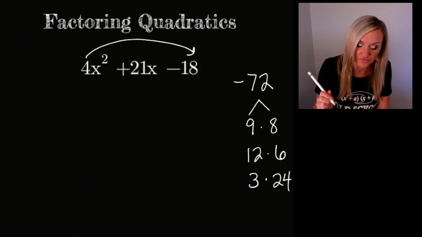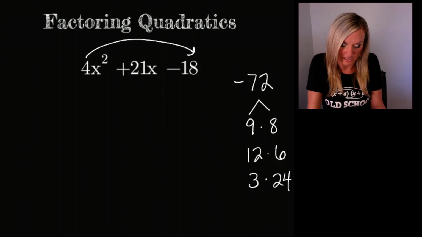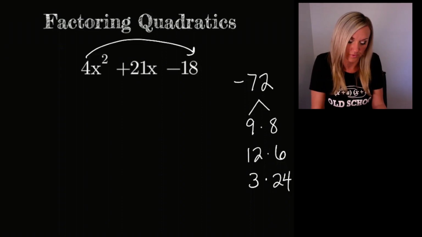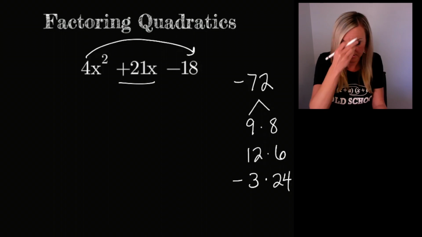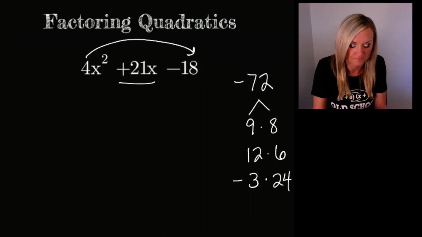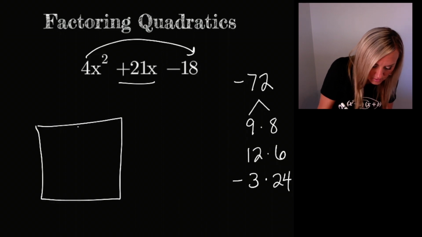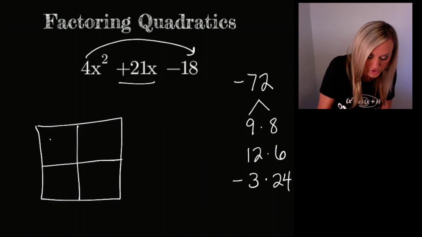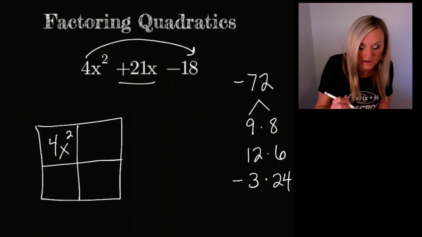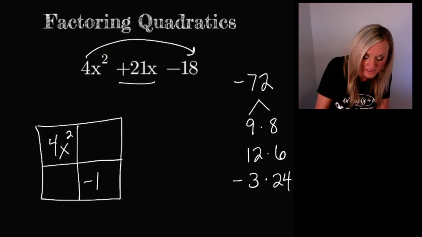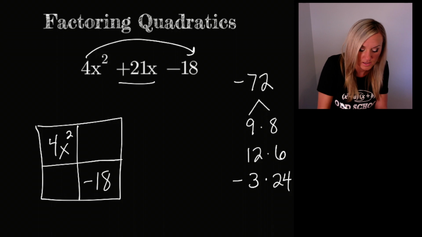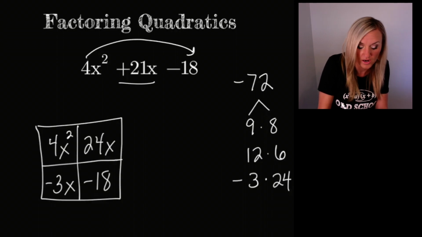All right, so now that we found our two, double check signs. I need a negative 72, but I have a positive 21, so that means it's 24 minus 3. And I'm going to go ahead and draw my box now. And first term goes in the first box, last term in the last box. Negative 3x and a positive 24x.